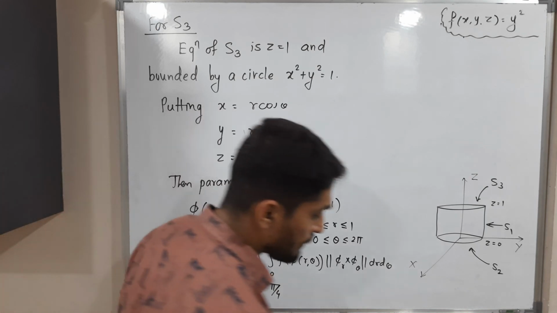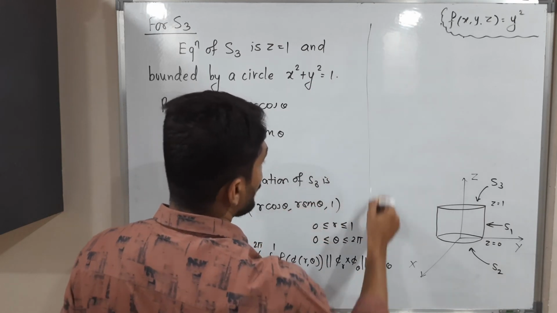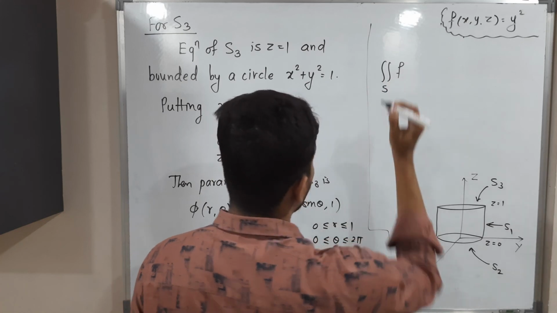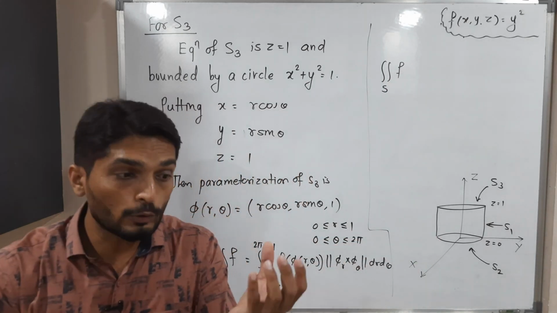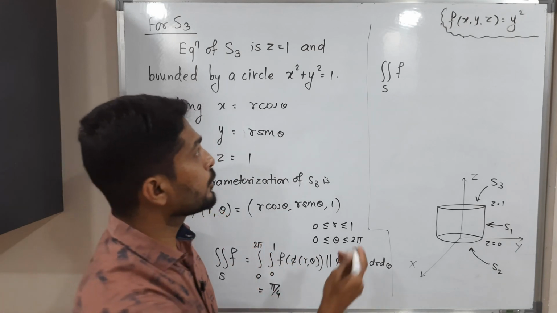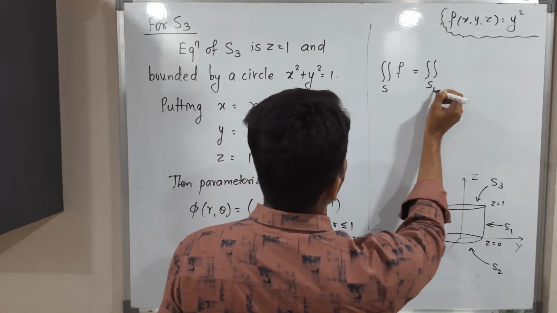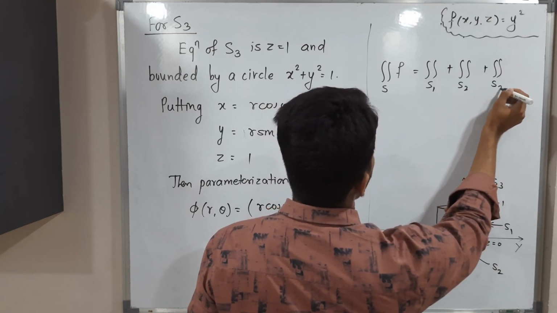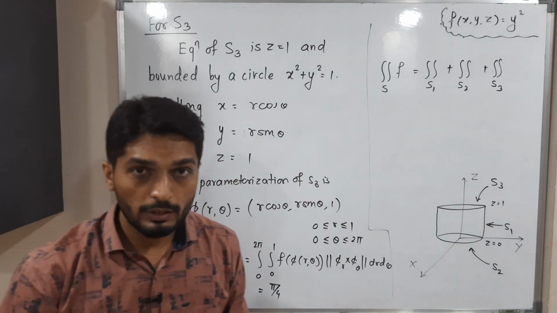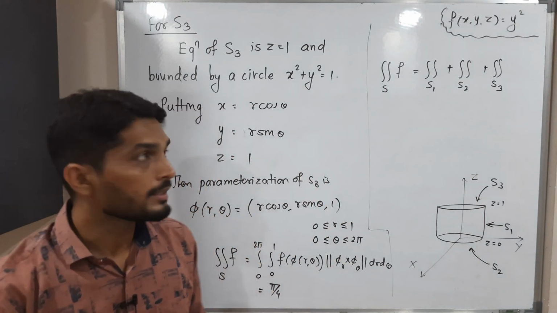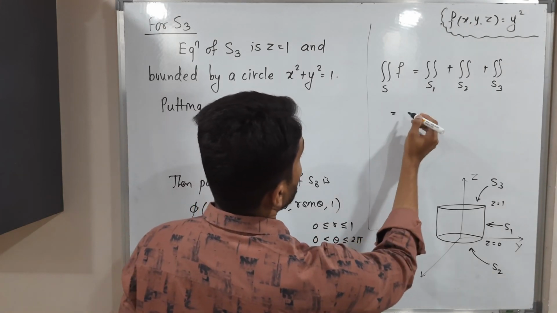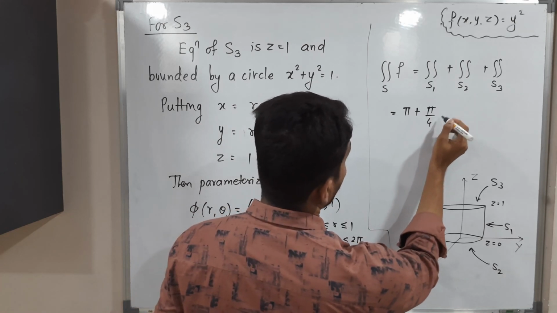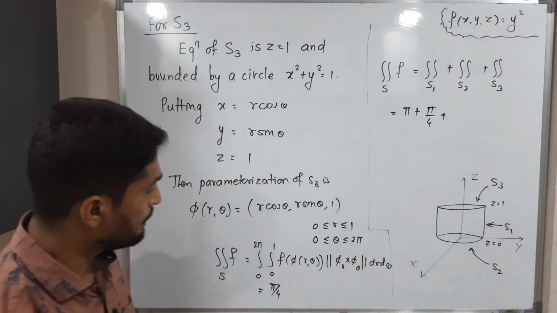So at the end, you remember, let me write here. Our task is to find the value of the integral of f over surface S. S means a complete cylinder including its top and bottom. As I told you, S is made up of three different surfaces, S1, S2 and S3. So the double integration of f over S is equal to the sum of the double integrations over S1, S2 and S3. All things are done now. Over S1 we got the value pi, over S2 we got pi by 4, and for S3 also we got pi by 4.